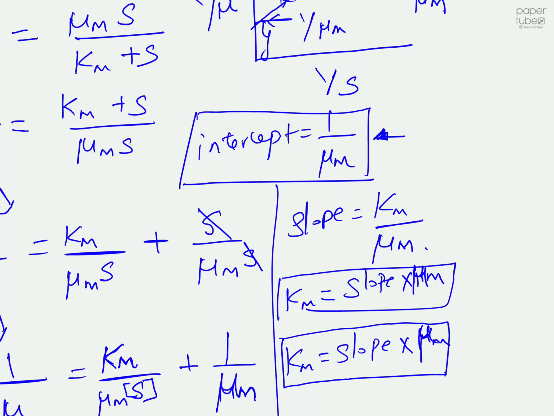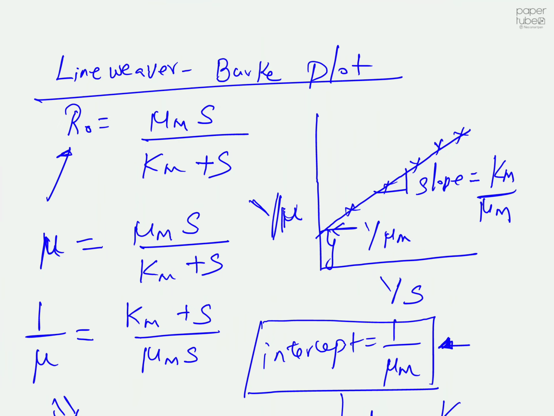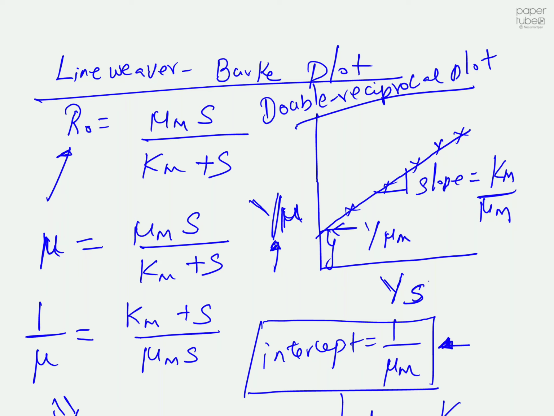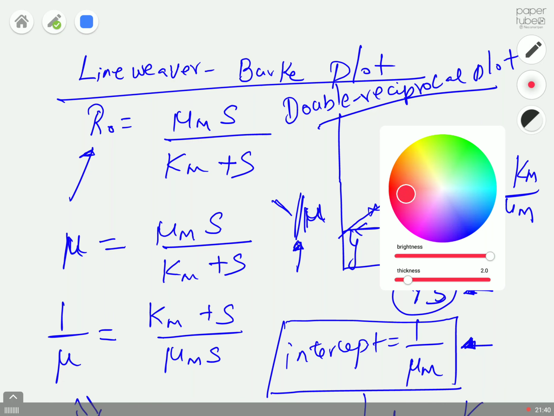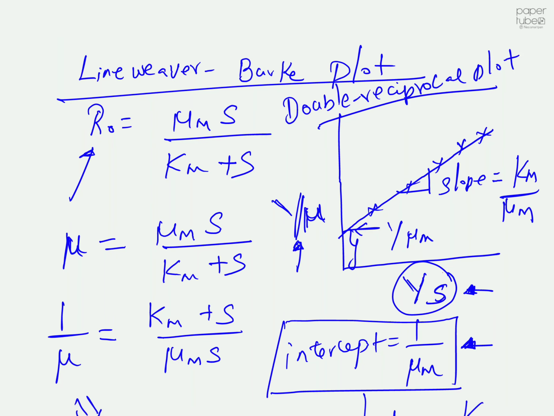So whatever the plot we have here, 1 divided by mu, 1 by substrate, sometimes people call this as a double reciprocal plot. Double reciprocal, and that's because we have one reciprocal here, 1 by mu on the y-axis, and another reciprocal here, 1 divided by your substrate concentration on the x-axis. Yeah, so what's happening? So just follow the red ink. So you have 1 divided by substrate concentration here and another reciprocal here on the y-axis. So that's why we call this as a double reciprocal plot.